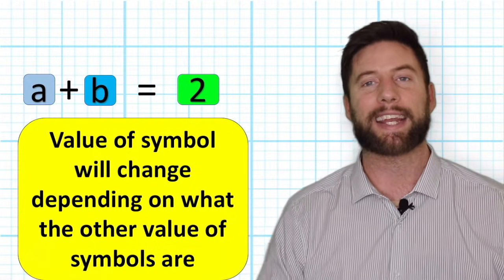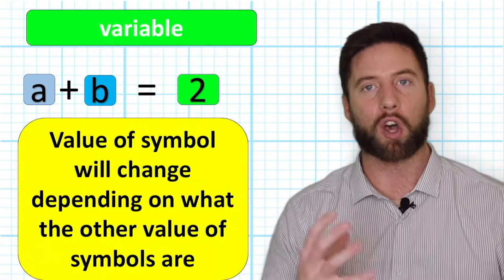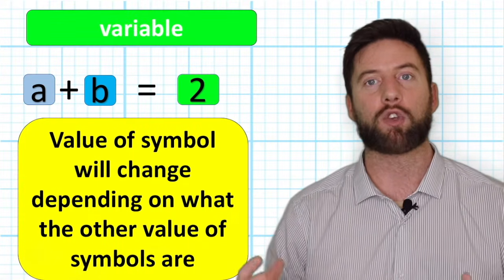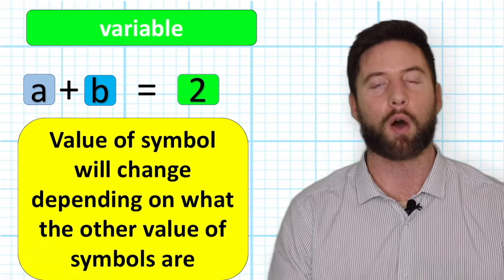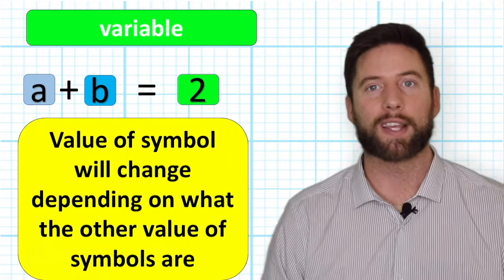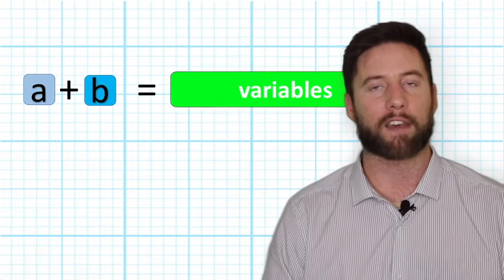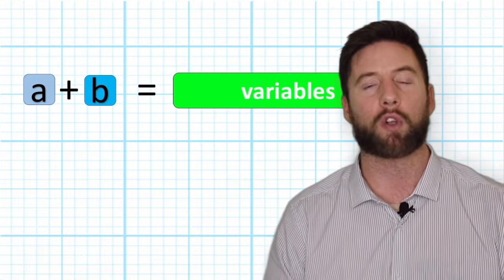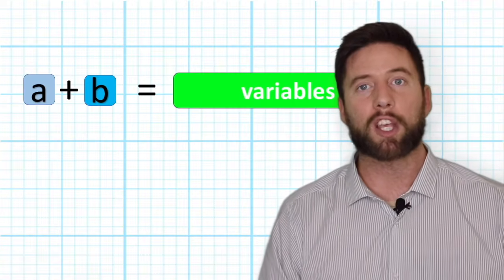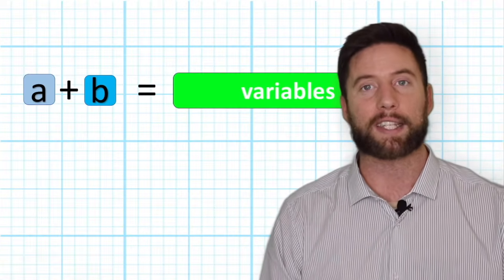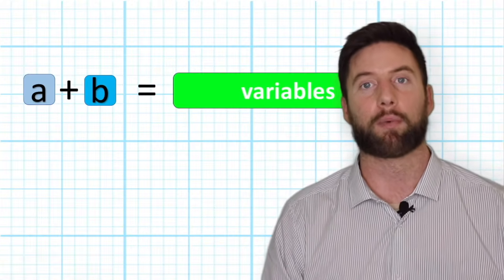And this means that it is variable. These symbols are variables. Their value can change depending on what else is happening around them. So in this example, both A and B are variables because their values can both change depending on what the other one is doing. So it's really common in algebra to refer to all letters and all symbols as variables.